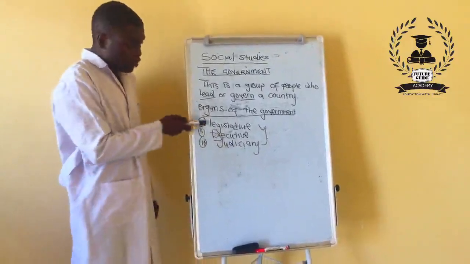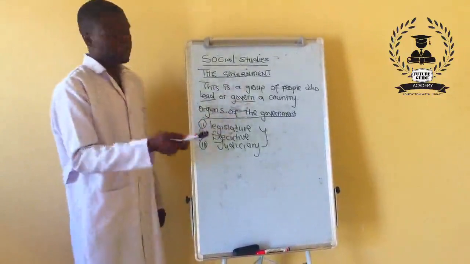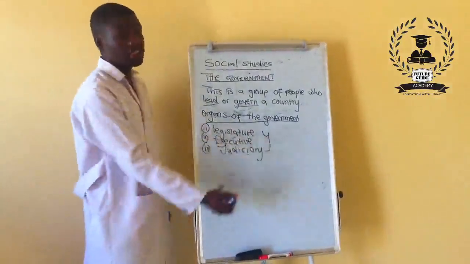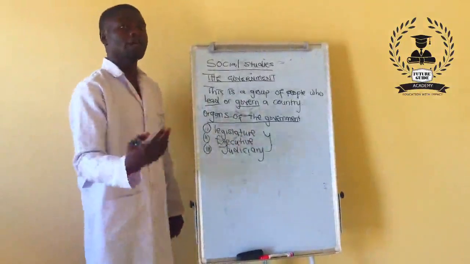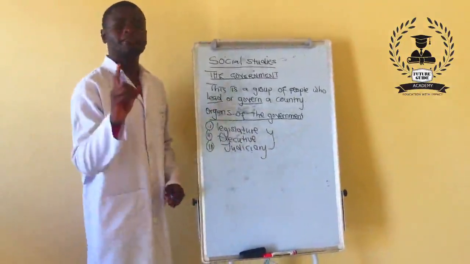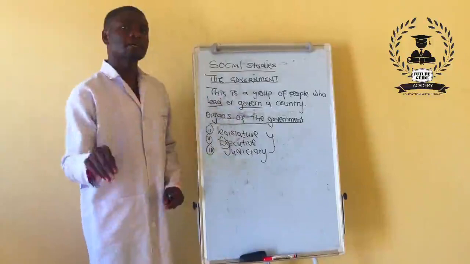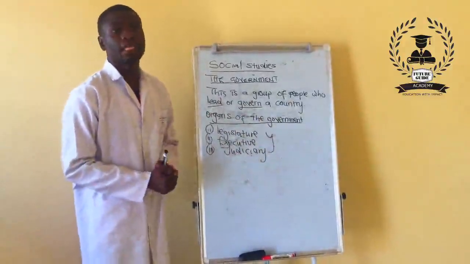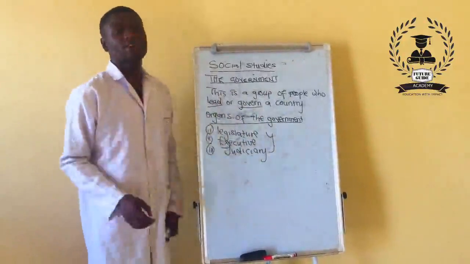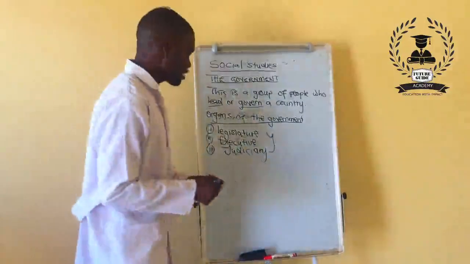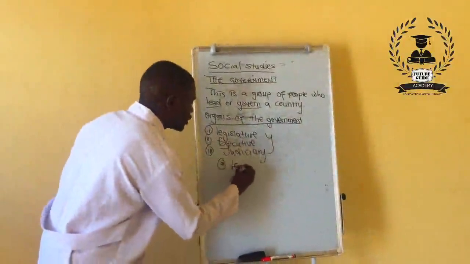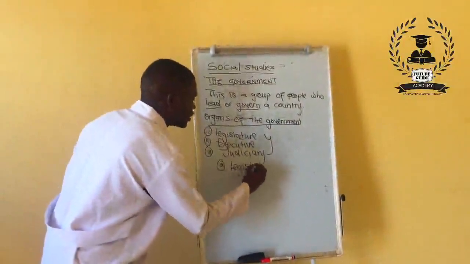Each organ has got its own part. Each organ, that's the legislature, the executive, as well as the judiciary, has its own part to play. Now this time, let's look at each organ, as well as what part they play in the government of Zambia. Let's begin with the legislature. The first one is the legislature.